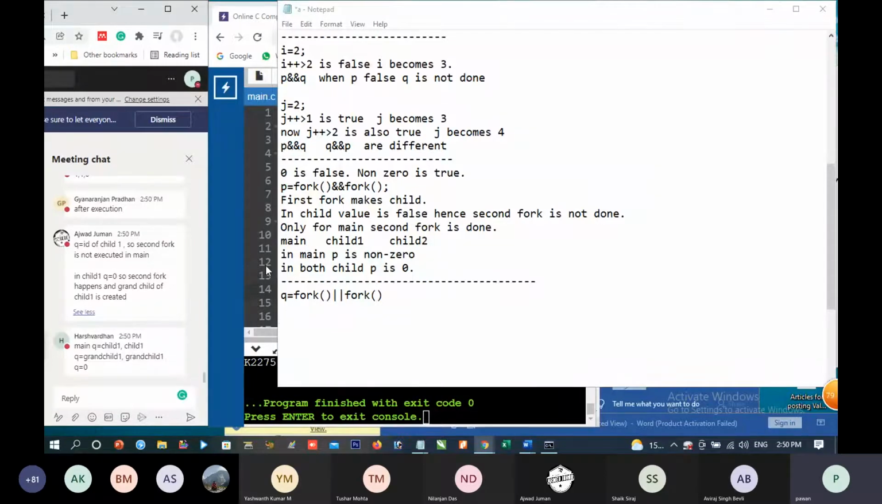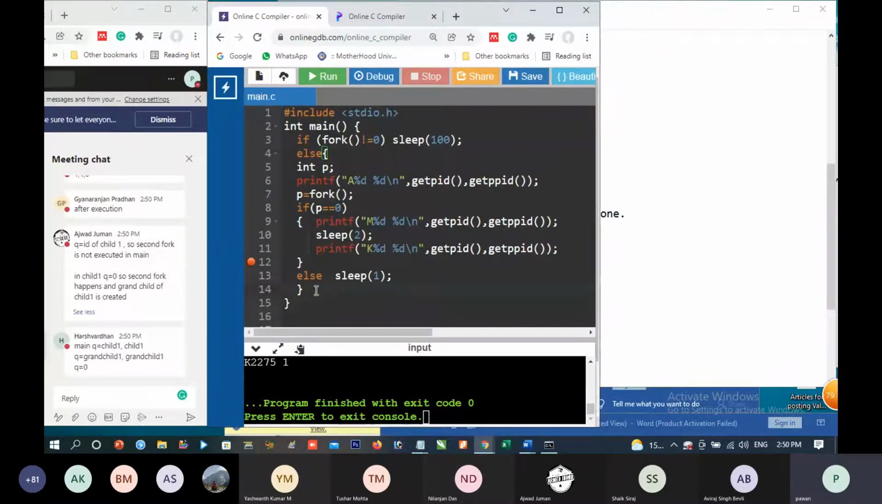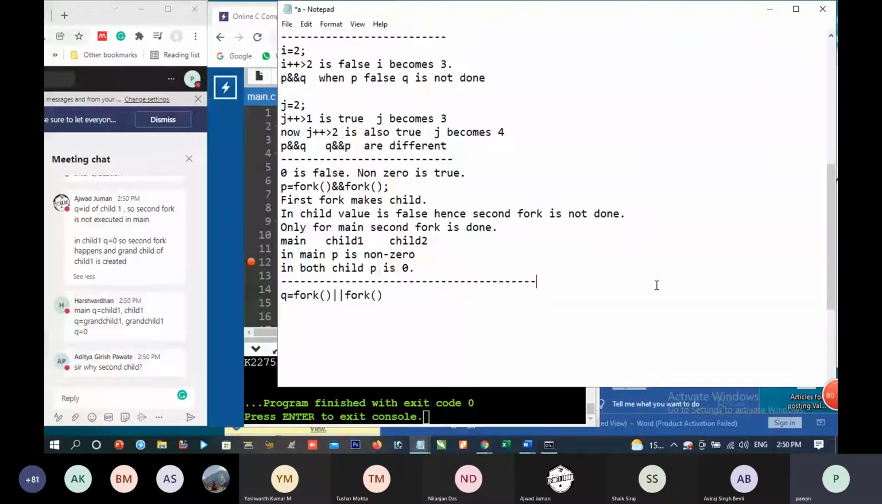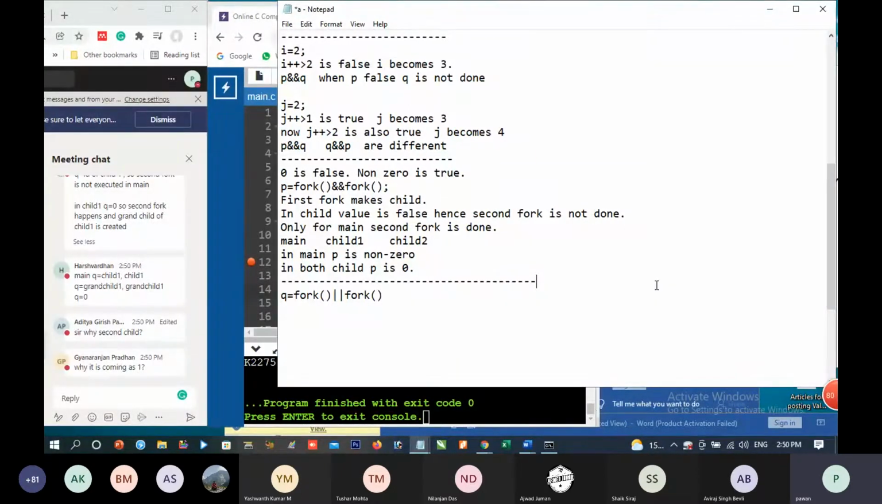We proceed. There is nothing like second child. Aditya, there is no second child. First child creates grandchild, but there is no second child. Because it is supposed to come out to be true. So one is true.